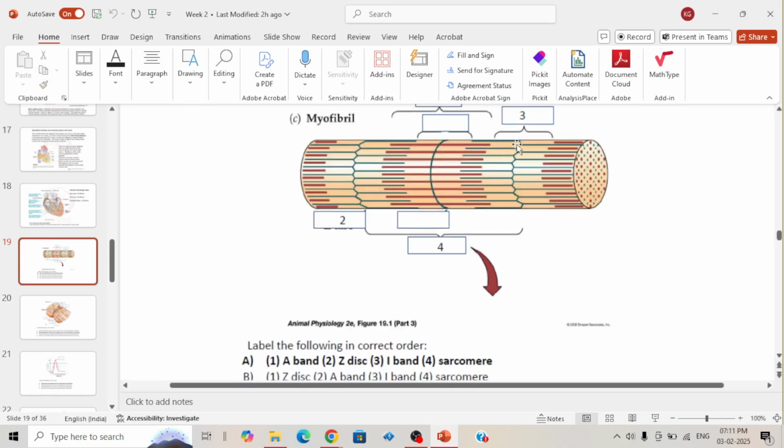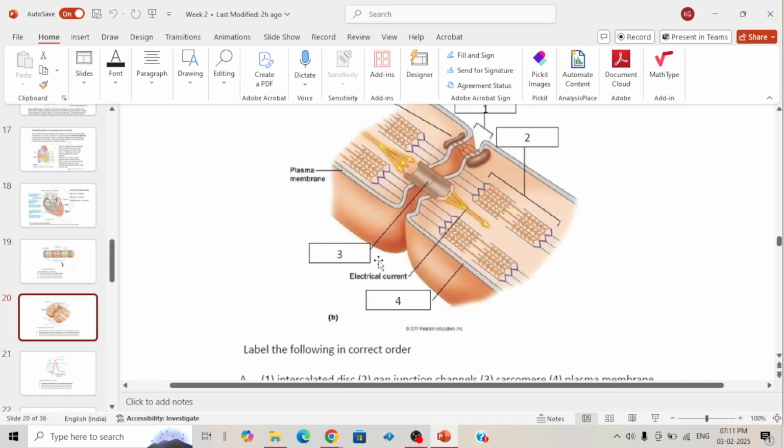I band, ma'am. There is no I band in here. It is only the axis of the Z disc. So it is the I band. Okay. And the one that is marked as fourth is sarcomere because it covers the whole unit from one Z disc to another Z disc. Okay. So I hope there was no problem in solving this question.